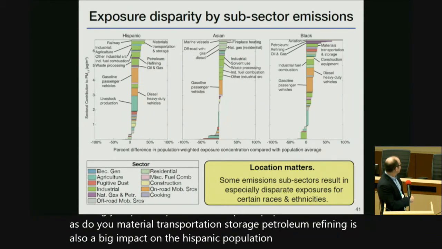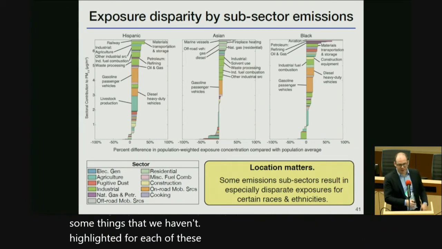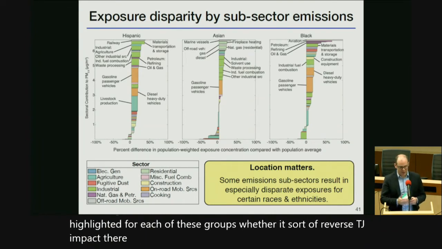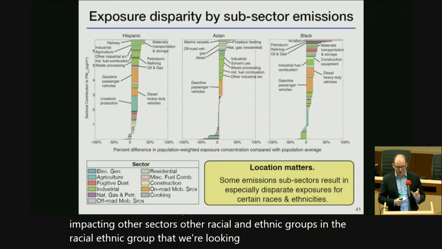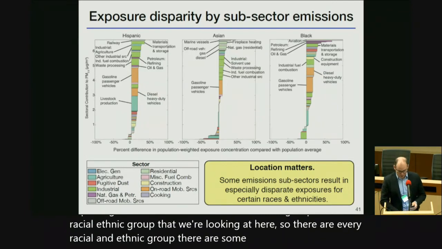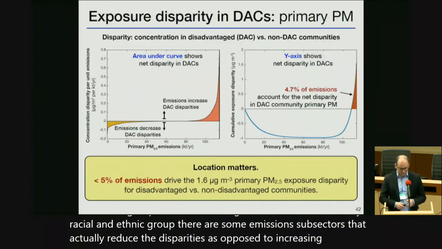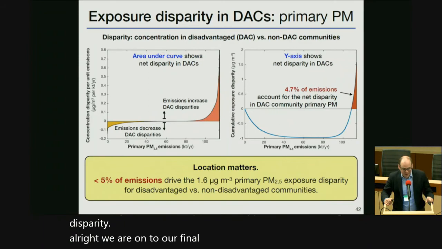And then there are some things that we haven't highlighted for each of these groups where there are sort of reverse EJ impacts. They're more strongly impacting other racial and ethnic groups than the racial and ethnic group that we're looking at here. So for every racial and ethnic group, there are some emission subsectors that actually reduce the disparities as opposed to increasing the disparities. All right, we are on to our final set of figures now.